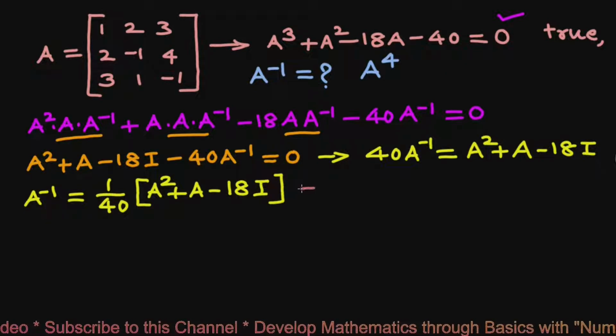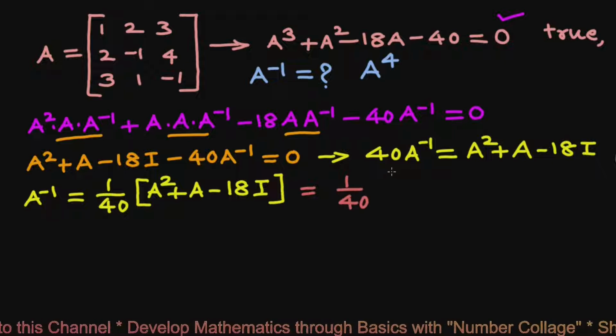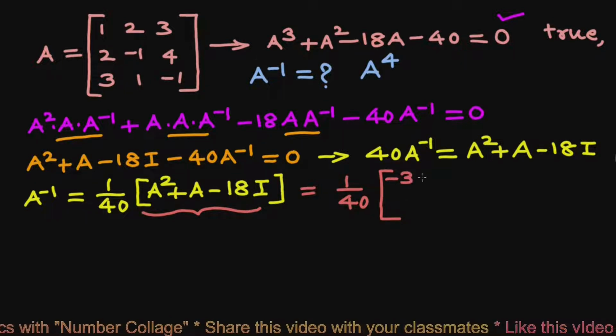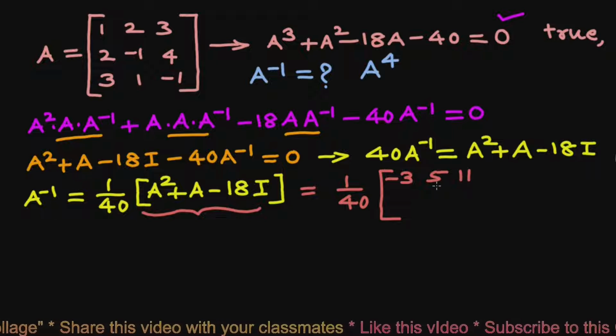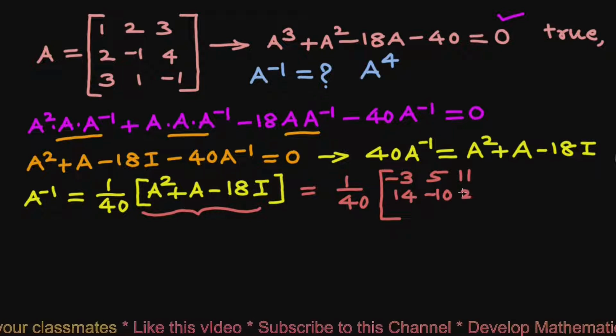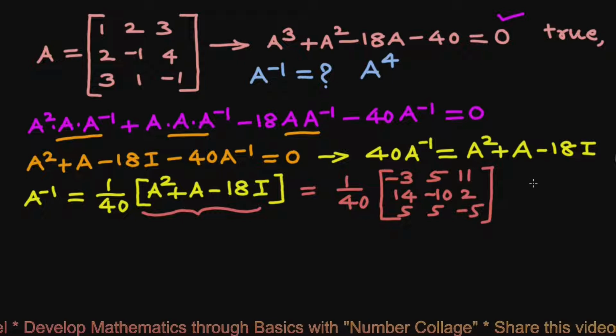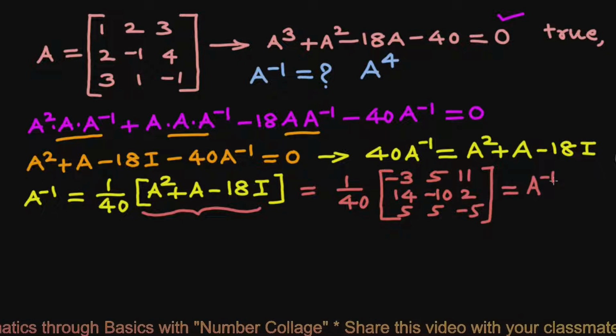That will be equal to 1 by 40 into value of this expression works out to be a matrix minus 3, 5, 11, 14, minus 10, 2, 5, 5, minus 5. So this will be matrix A inverse.